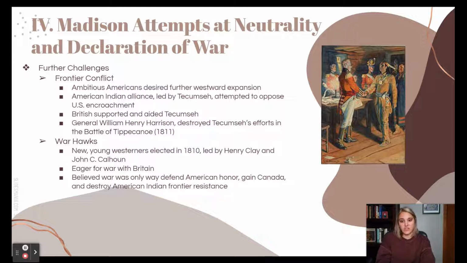So one of these continued challenges is going to be the frontier conflict. And so as the U.S. continued to move west and encroach on American Indian lands, we see an American Indian leader, Tecumseh, and his brother, who was more of a prophet, attempt to oppose these encroachments onto their lands. And what they do is they try to form a pan-Indian resistance.